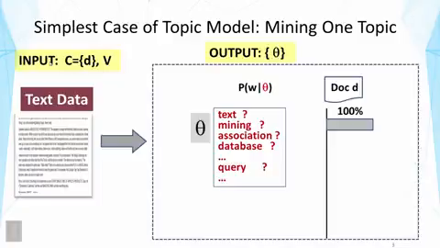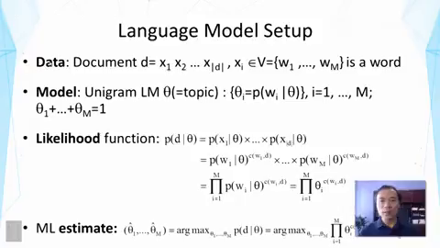So this is the simplest case of topic modeling. The input now no longer has k, which is the number of topics, because we know there is only one topic, and the collection has only one document also. In the output, we also no longer have coverage because we assumed that the document covers this topic 100%. So the main goal is just to discover the word probabilities for this single topic, as shown here.